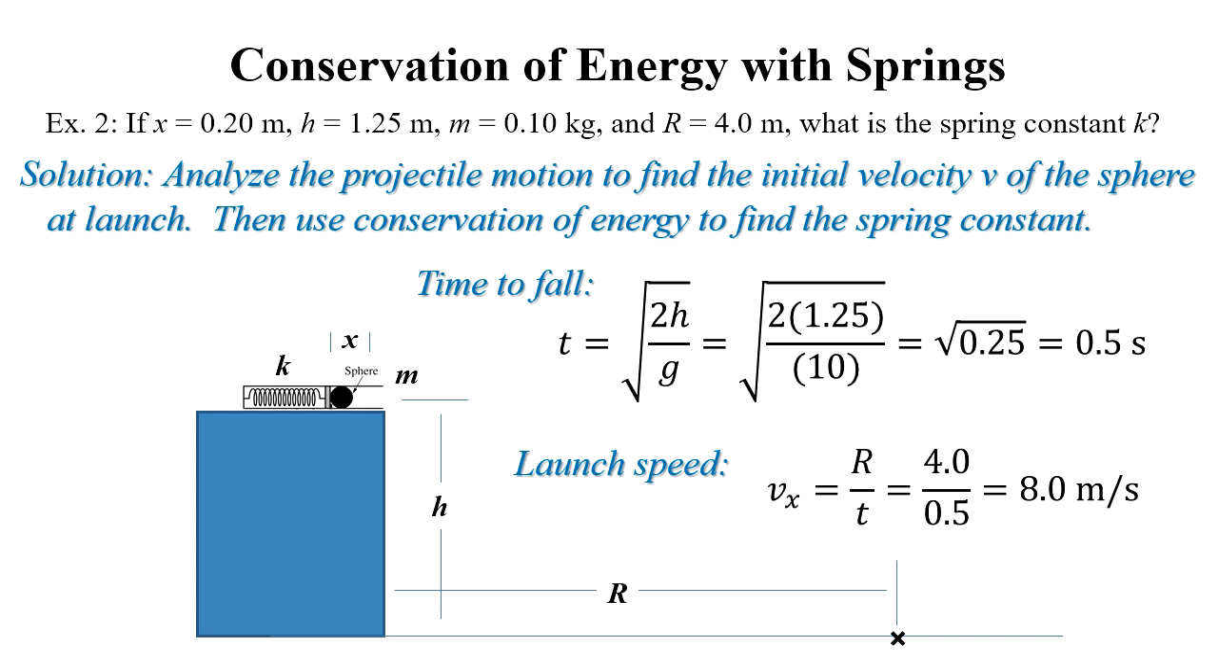And during that half a second of fall, the ball is going to be traveling forward with a constant horizontal velocity. Remember, in a projectile problem, the horizontal velocity never changes as long as we're ignoring air resistance. So it's going to travel 4 meters in half a second. So 4 meters in half a second, that's a velocity of 8 meters a second. That's the velocity of the sphere when it comes off of the spring.